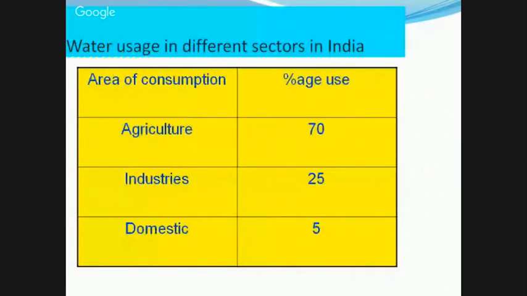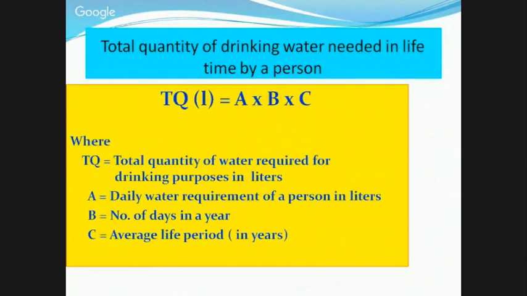If you look at the various uses of water in different sectors, you will find that in agriculture we are using about 70% of the available water, industry about 25%, and domestic about 5%. The total demand of water is being used for these purposes.